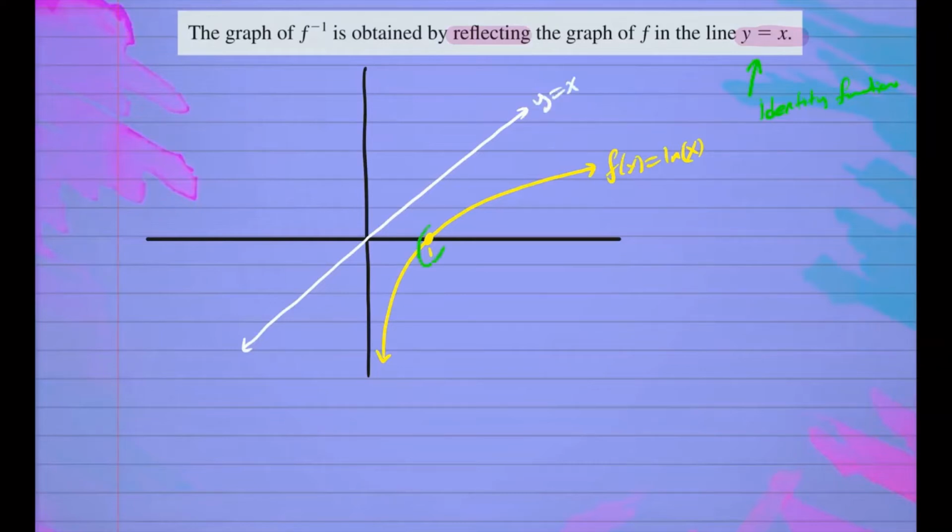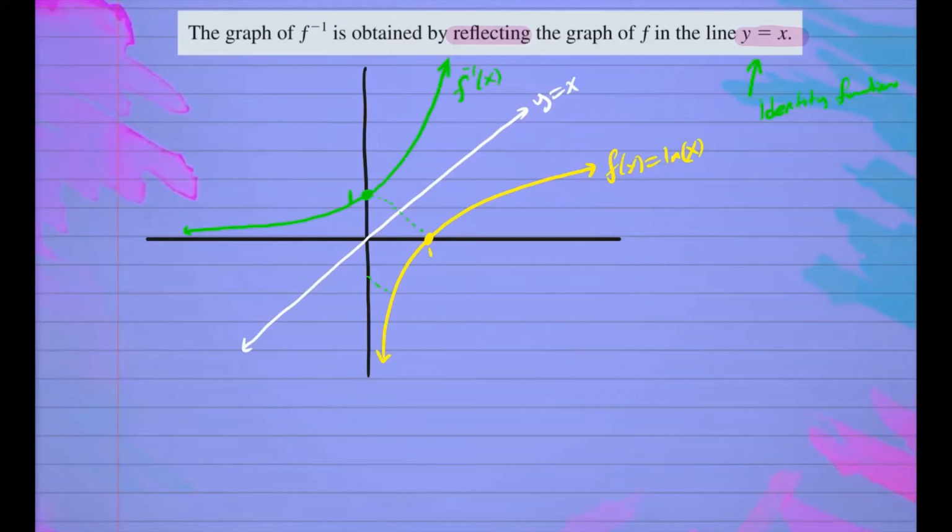So I see this point is on the graph of f of x. So I'm going to reflect. It will become now somewhere right here, which would be the coordinates 0, 1. And if you reflect everything, all of this gets reflected over. So you'll have something that would be looking like this. This is the left side of the graph, and the right side of the graph looks something like that. So that's the inverse function of f of x.